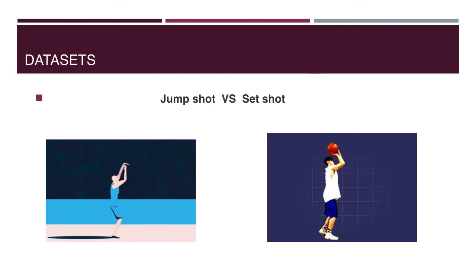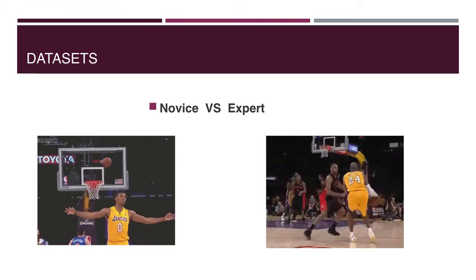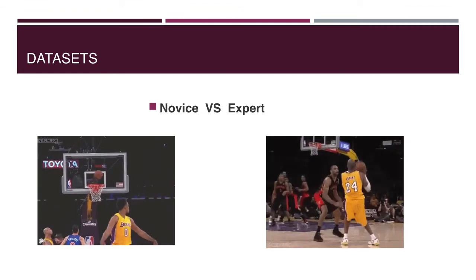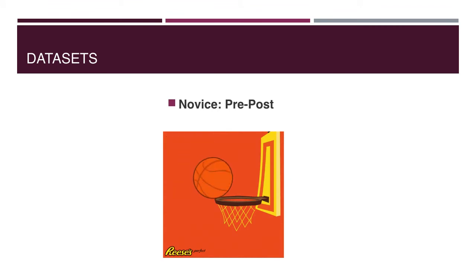The first one is jump shot versus set shot, as I will show you. The number two is novice versus expert, so it's a fun comparison with NBA basketball players. The third one is all about the novice, so we let her do a pre-test and a post-test.